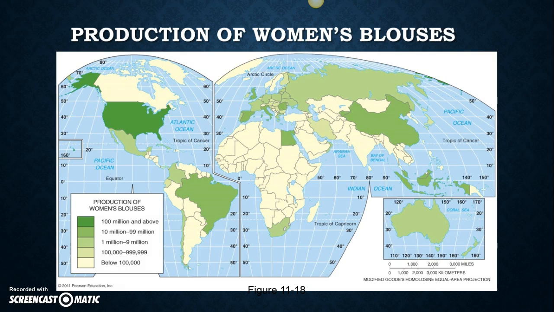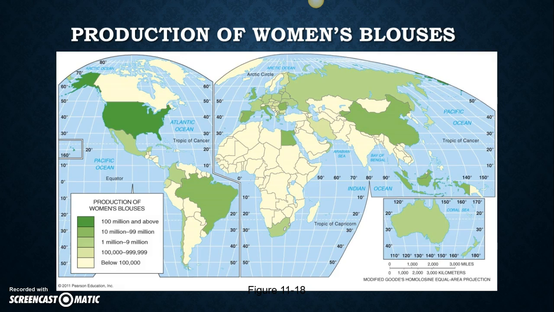Okay. And what you'll notice is we're seeing lots and lots of overlap, right? China's still pretty high up there, right? They produce anywhere from 10 to 99 million women's blouses a year. Okay. Russia, again, a higher producer. This kind of makes sense. Australia, we saw it in terms of making fabric, kind of makes sense. The US, same thing, kind of makes sense, right?